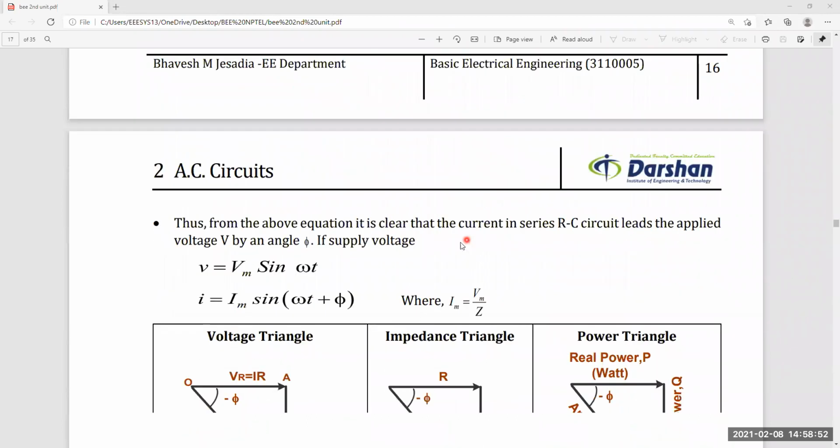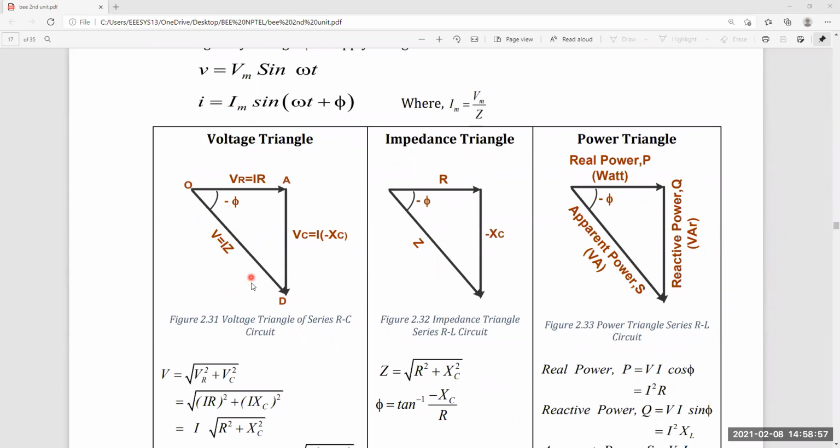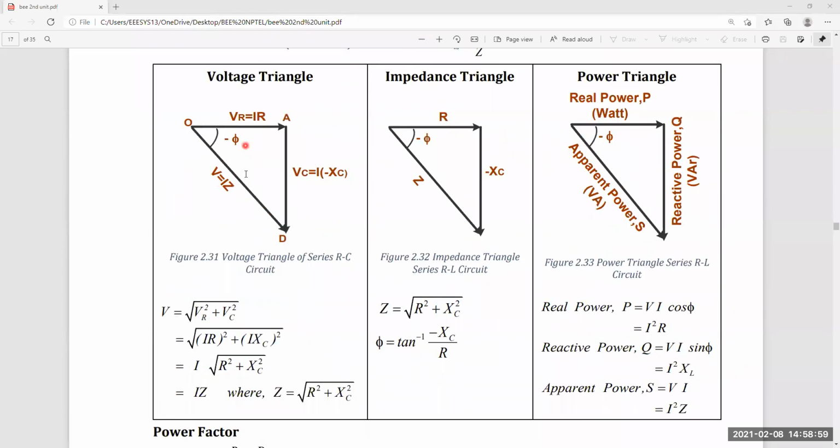Similarly, the voltage triangle, impedance triangle and power triangle for the series RC circuit. VR is in phase and the voltage across the capacitor lags. That's why it is like this, and the resultant is called the total voltage. V is equal to the square root of VR square plus VC square. And Z is equal to the square root of R square plus X square. Actually, Z is equal to R minus j XC.